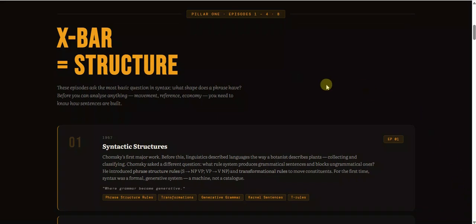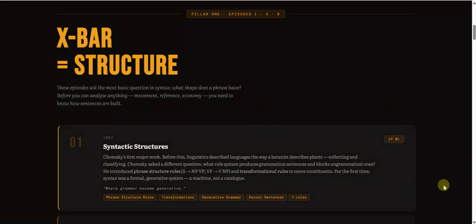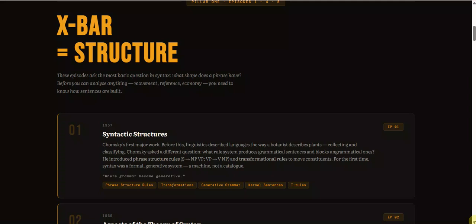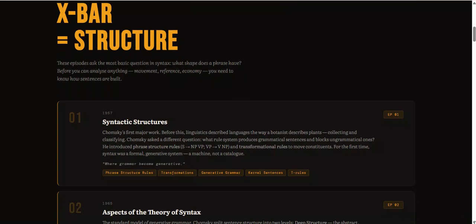So pillar 1, that is X bar. X bar is basically structure. This episode asks the most basic question in syntax: what shape does the phrase have? Before you can analyze anything, movement, reference, economy, you need to know how sentences are built. So X bar basically provides us the structure of how sentences are built. This is basically about everything before movements and before minimalism.